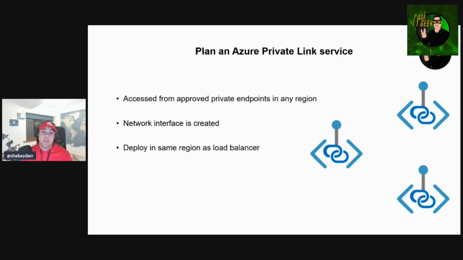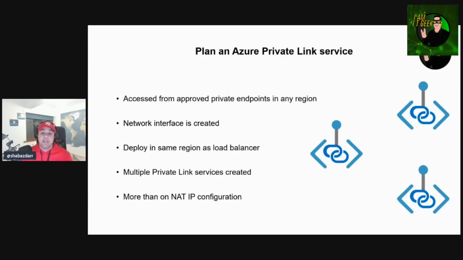The private link service must be deployed in the same region as your virtual network and your standard load balancer as well. So you can't have it in another region from your VNet, even if you've got a peer. It has to be in the same region. Multiple private link services can be created on the same standard load balancer using different front-end IP configurations. There are limits to the number of private link services you can create per standard load balancer and per subscription.